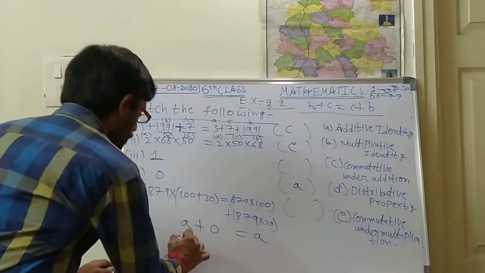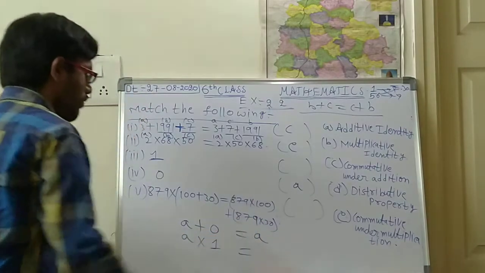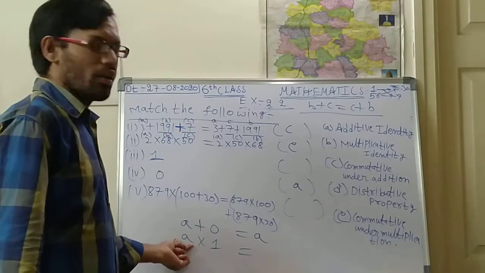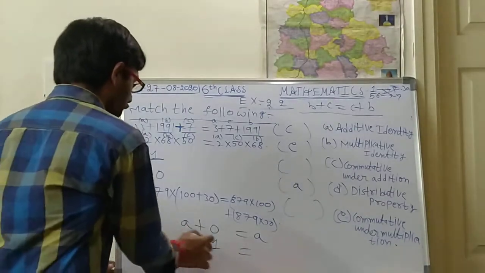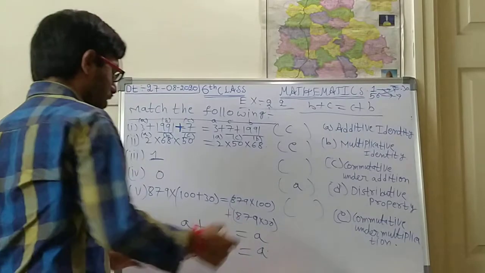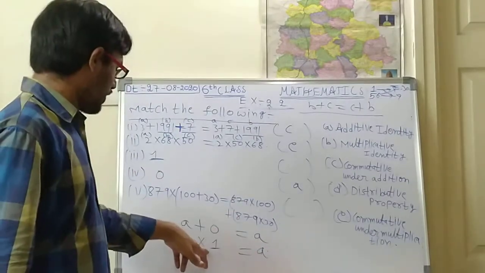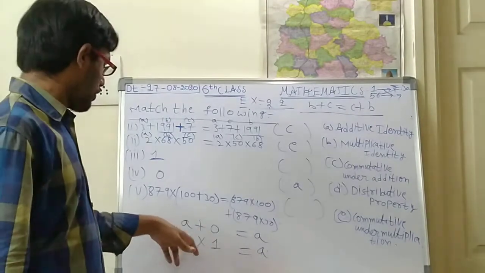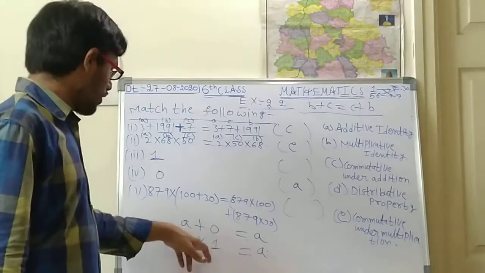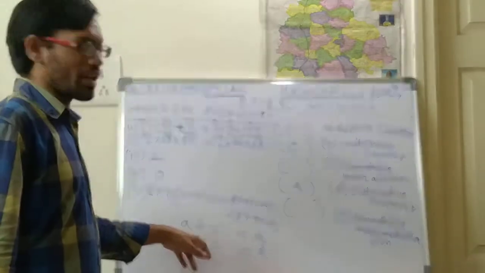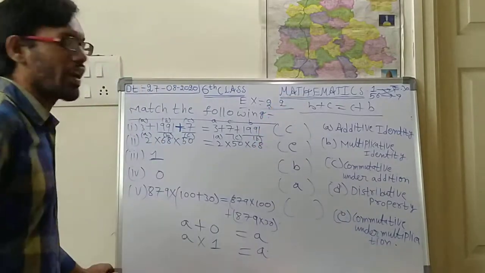Next one. If you are multiplying any whole number with 1, what will you get? A into 1 is A only. The same whole number will come. So this is also identity, because the same whole number is coming. But what is this operation? Multiplication. So 1 is the multiplicative identity.